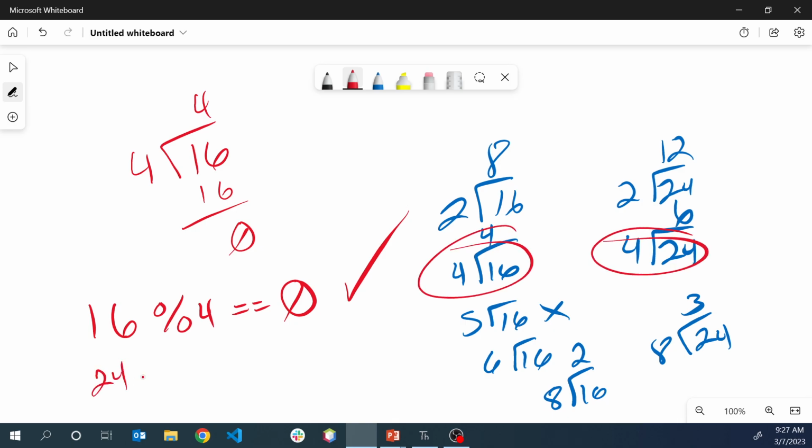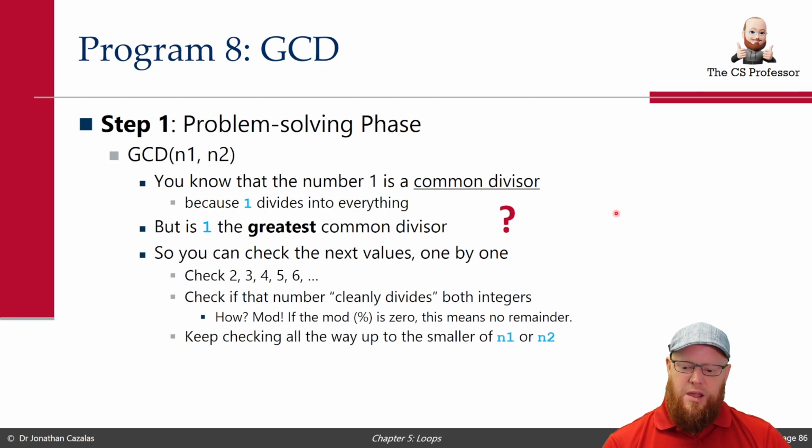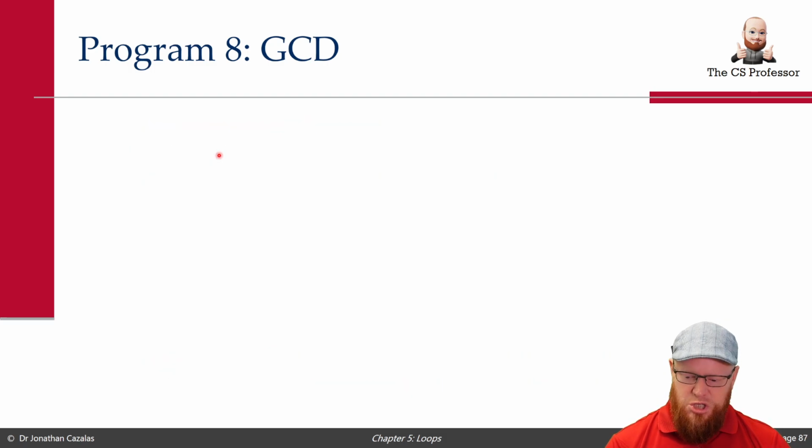You would have said 24 mod 4. Does that equal 0? Yes, it does. The answer was 6 up here, but when we did it, we got a remainder of 0. So that one worked perfectly as well. So we use mod to confirm that there's no remainder when we're performing these divisions. And so keep checking all of these numbers, 2, 3, 4, 5, 6, all the way up to the smaller of N1 or N2. And anytime you find a new number that divides both N1 and N2, then you have a new GCD.